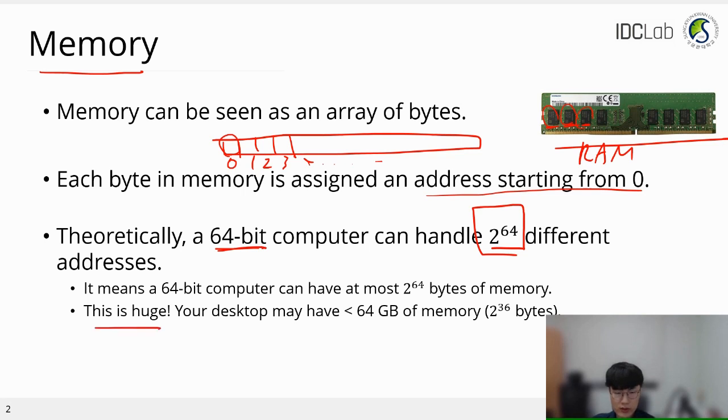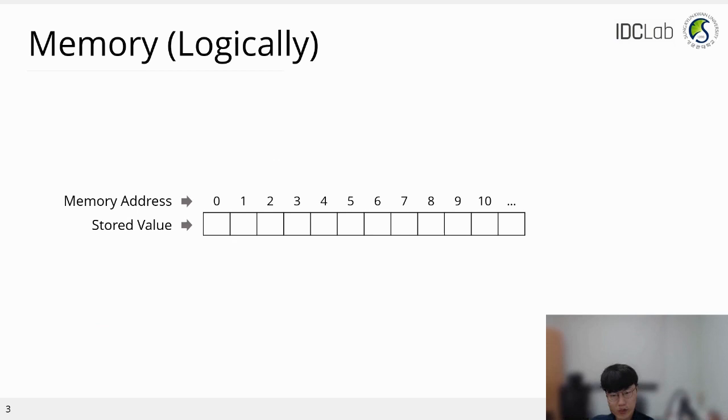So this is huge, and your desktop may have less than 64 gigabytes of memory, which is 2 to the power of 36 bytes. And this number is very small. It is much smaller than this number. So we are only using a very small fraction of the theoretically possible memory addresses. So here is a logical view of memory. We have a very long array, and each cell has its memory address starting from 0.